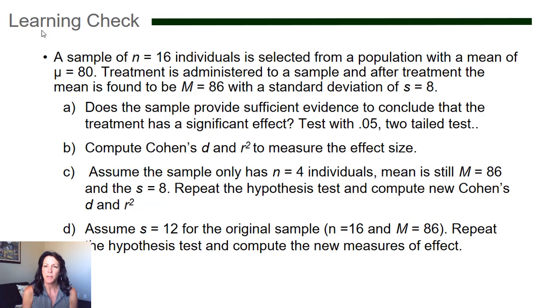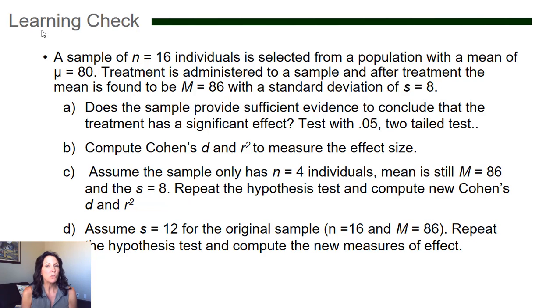And we're going to ask a couple of different questions. Does the sample provide sufficient evidence to conclude that the treatment has a significant effect? We're going to test with 0.05 alpha level for a two-tailed test. And then, if we need to, we'll compute Cohen's d and R squared to measure the effect size.